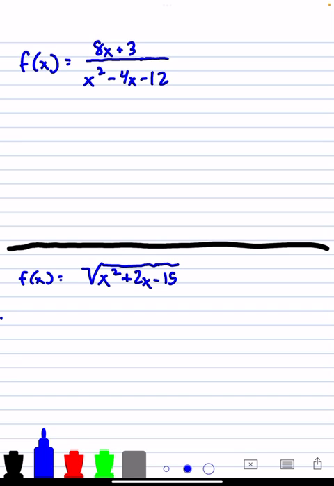Now, one thing that we know, we can never have a 0 in the denominator. So we have to find this. We know that x squared minus 4x minus 12 cannot be equal to 0. All right. So what do we need to do? We need to factor this. This is going to give us x minus 6 and x plus 2. Neither one of these could be equal to 0.